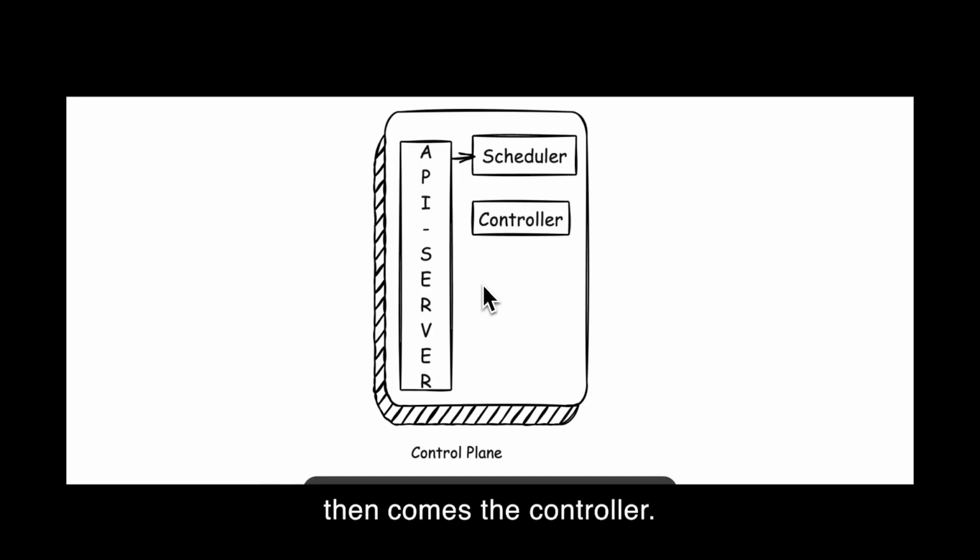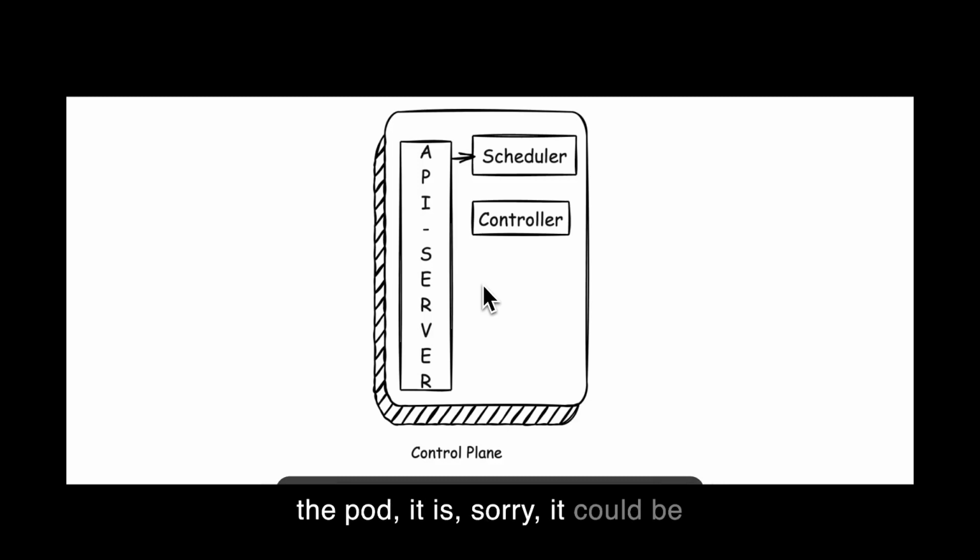And then comes the controller. Once these pods are provisioned, created, and up and running successfully, there is always a person who monitors the state of these pods. Let's say I have 2 pods now. Maybe one pod is unhealthy because of which it is continuously restarting. It is getting into a restarting loop. This is taken care of by the controller.